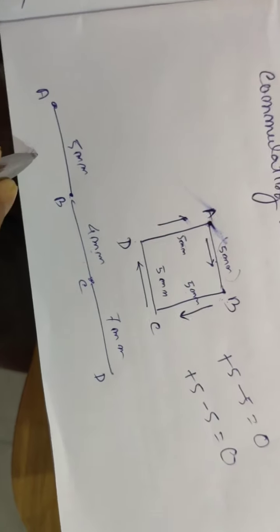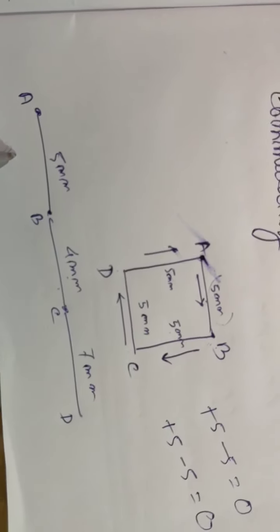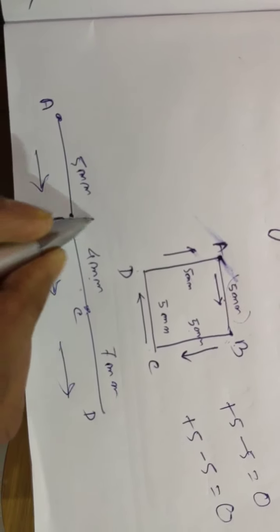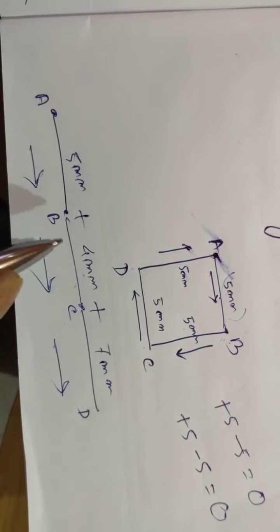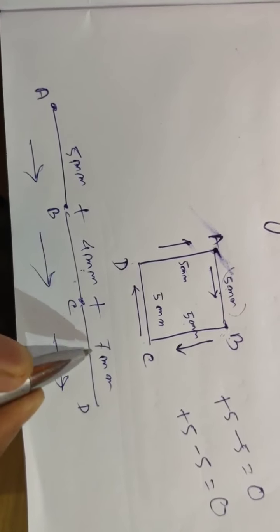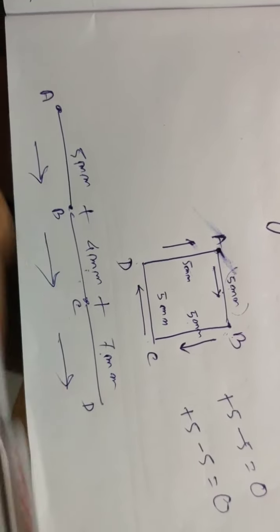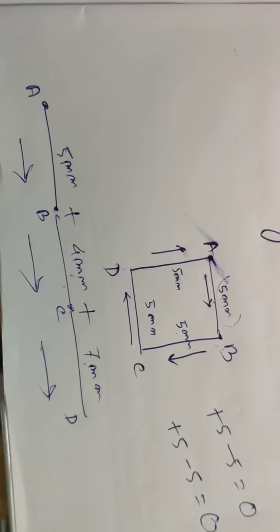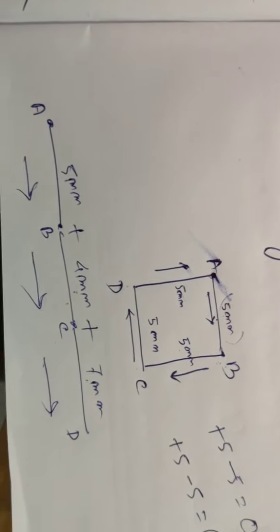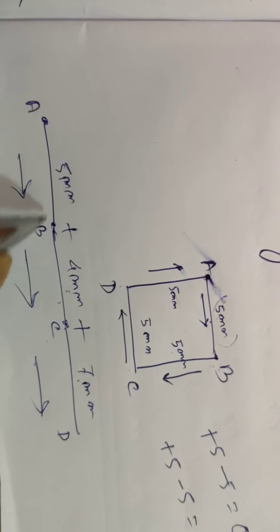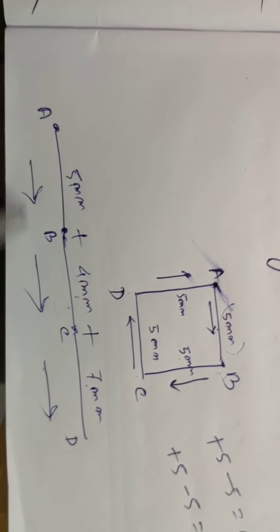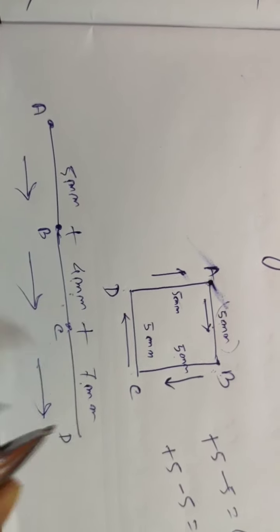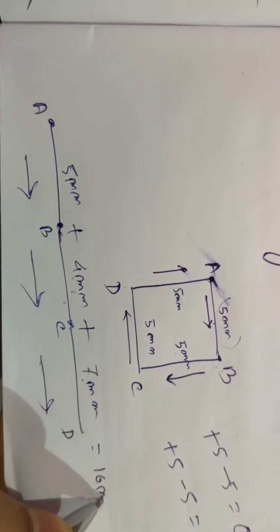So ultimately we are doing the survey in one direction only, so these errors are increasing: 5 millimeter plus 4 millimeter plus 7 millimeter. Earlier there were errors in the opposite direction as well, so they were compensating each other. But here there is no opposite direction. The errors are occurring in only one direction. So ultimately there is a total of 5 plus 4 plus 7, 16 millimeter error.